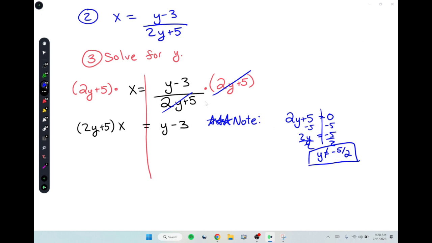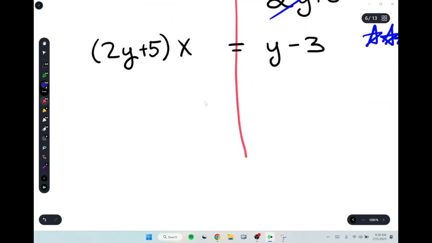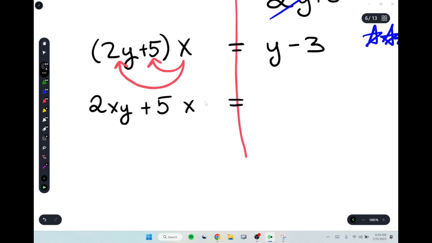Okay, let's keep going. Any other math ideas when you look at that? 2xy plus 5x equals y minus 3. This is where I notice people get lost in the weeds and start forgetting what our goal was. What was our goal? Get y by itself. That is the goal here.